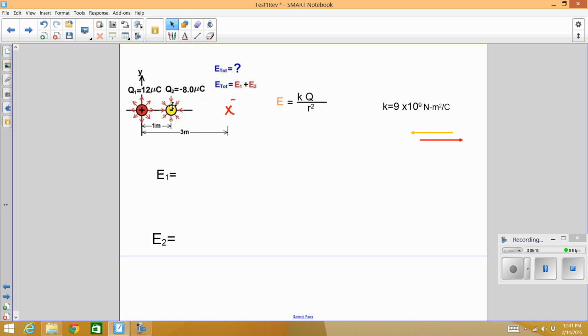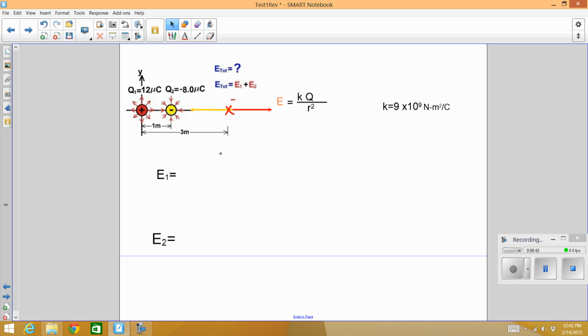So first of all, let's look at the negative charge, the yellow charge. It creates an electric field around it directed toward it, as you can see in these little arrows here. So at that point, there will be an electric field to the left, and of course the positive charge creates an electric field to the right. So the total electric field is going to be the sum, in this case the difference of those two vectors.